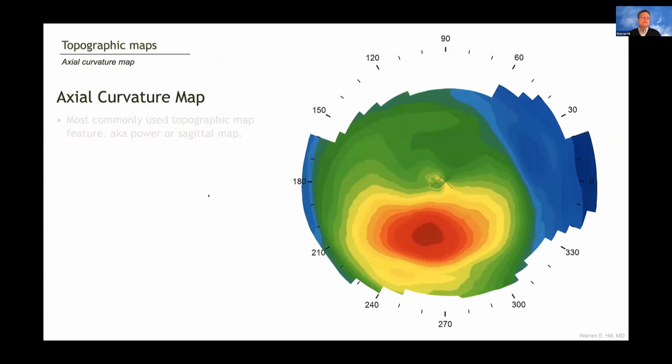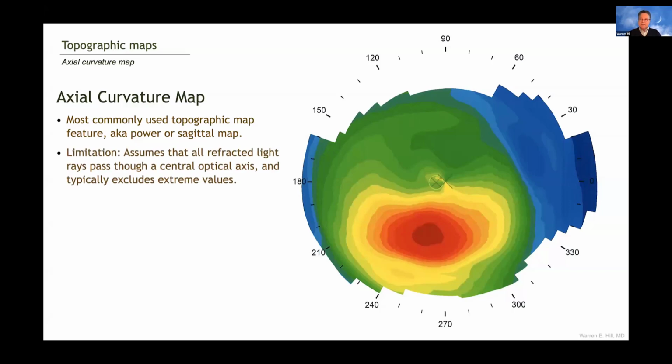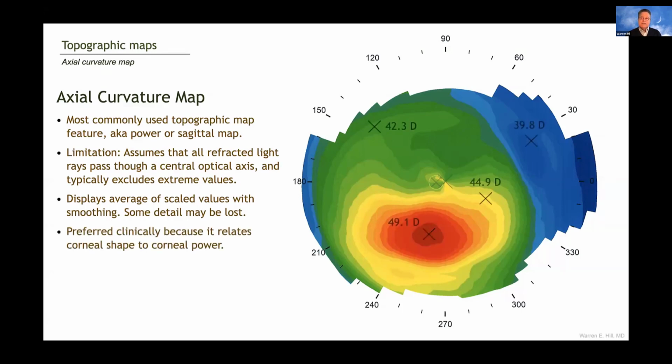This is the one that most of us use. And an axial curvature map is very common because it converts curvature into power, but it has some limitations. One of the limitations is that it assumes that all refracted light rays pass through the central optical axis. It displays an average of scaled values with some computer smoothing, and some detail is lost. But it's preferred clinically, as I mentioned, because it relates corneal shape to corneal power.